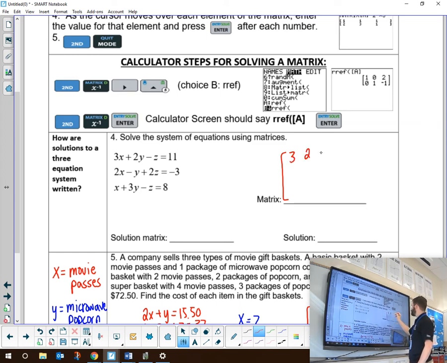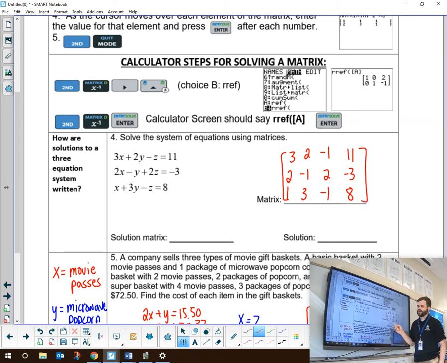We're going to go 3, 2, negative 1, 11. 2, negative 1, 2, negative 3, 1, 3, negative 1, 8. Okay, so here is our matrix.